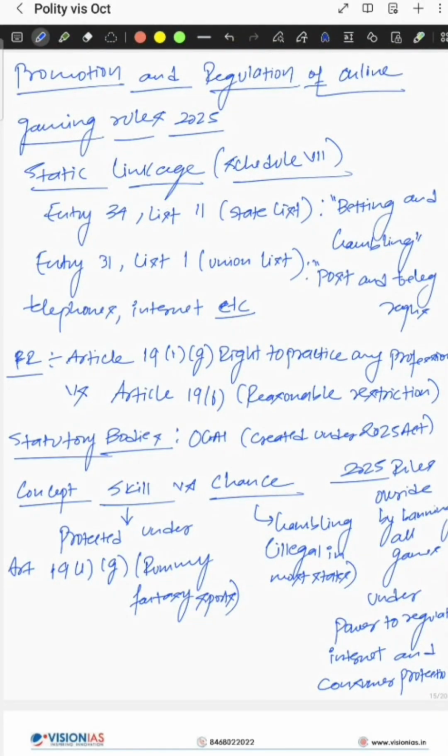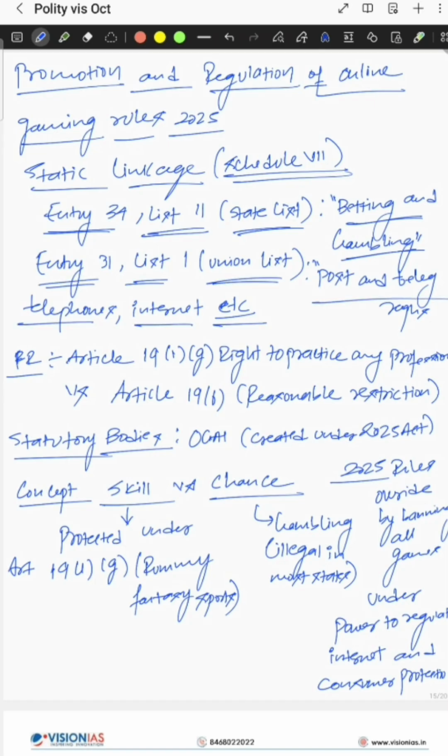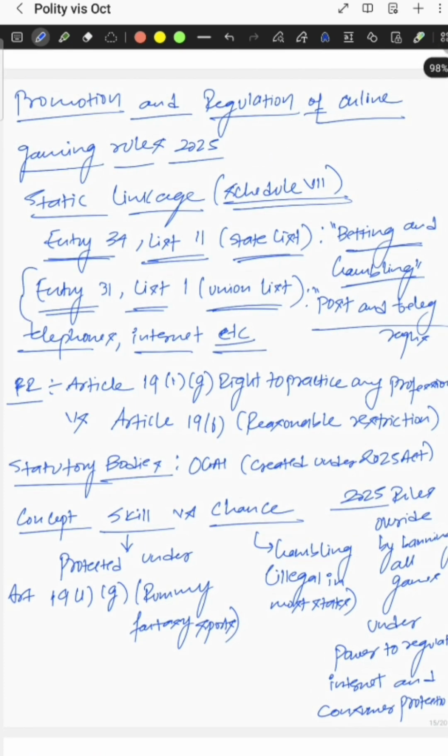First we will see what the static linkage is. It's with Schedule 7 again. Entry 34, List 2, State List, betting and gambling. And Entry 31, List 1, Union List, that is posts and telegraphs, telephones, internet, etc. You might be wondering why this is linked with this news. Because whatever amendment or act has been enacted by the Centre to ban these apps is based on this list. They are not banning the games based on fundamental rights, because they can't make a law against FRs, right? It would be violating our constitution. So they have been banned based on the internet and consumer protection.